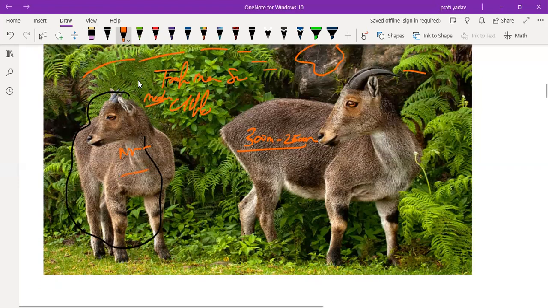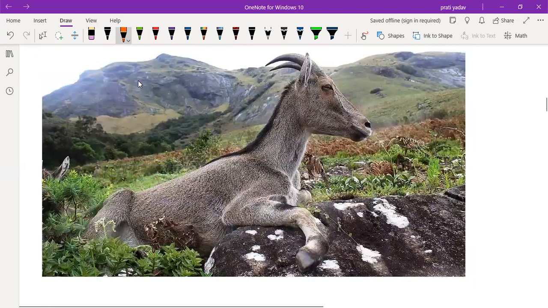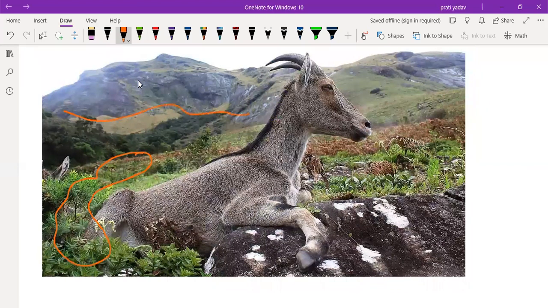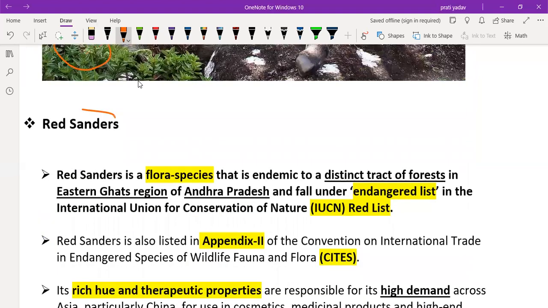Again, next in this picture you can clearly see meadows of the tropical cliff mountain of southern India, and these are cliffs. Okay, Nilgiri Thar is sitting there. So I hope you understand the whole idea of Nilgiri Thar. Now we are going to move on to the second topic called red sanders.